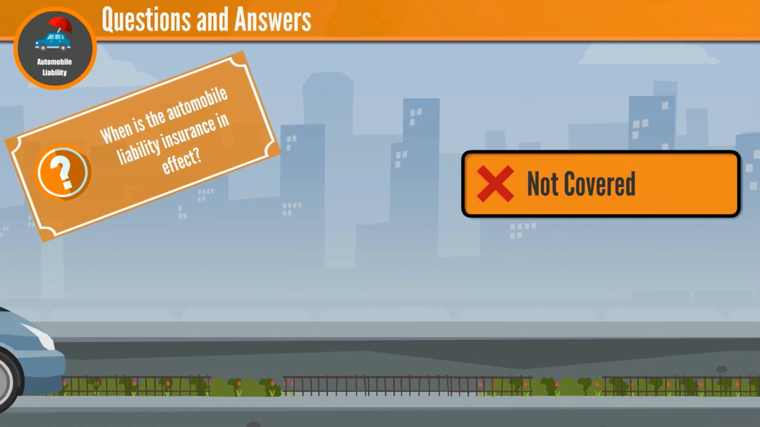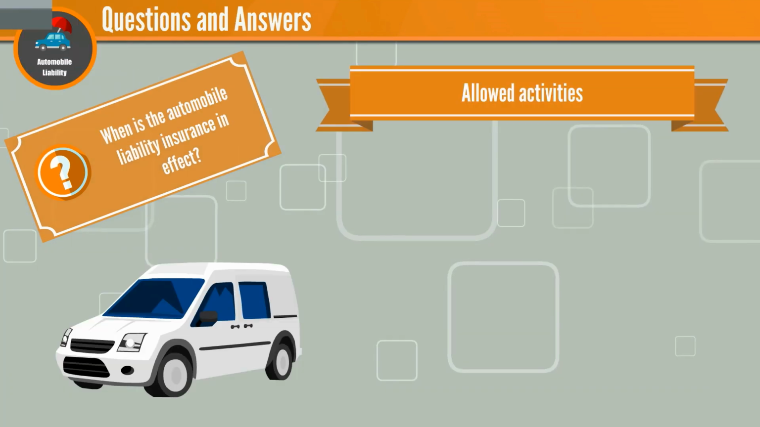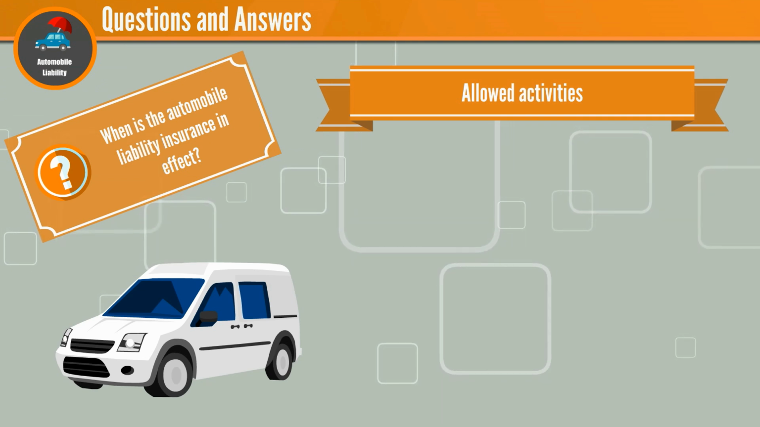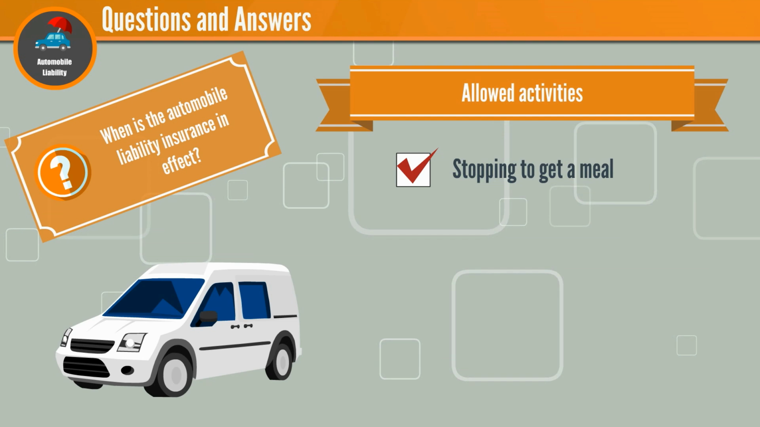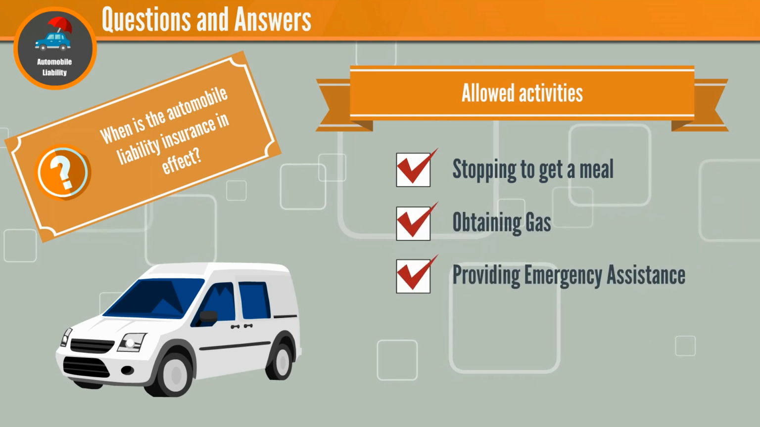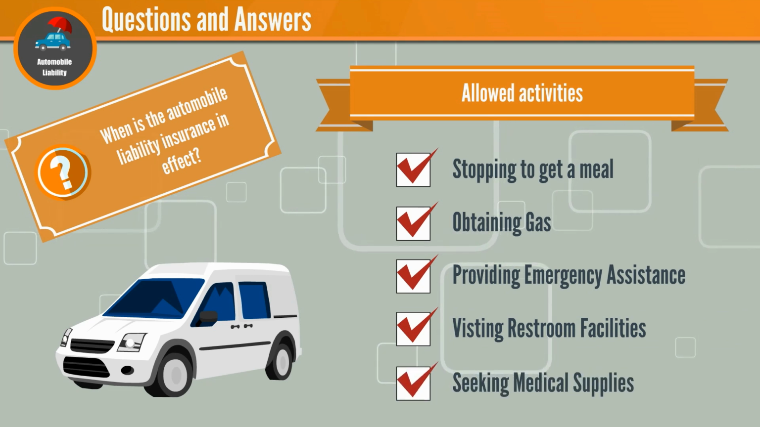It is not in effect during your daily commute to your job site. You must rely on your personal car insurance during this time. A limited set of activities are allowed while driving on state business: stopping to get a meal, obtaining gas for the vehicle in use, providing emergency assistance, visiting restroom facilities, or seeking medical supplies.